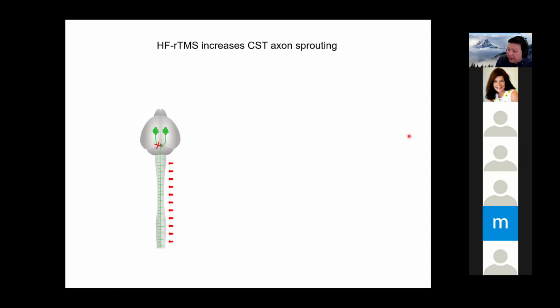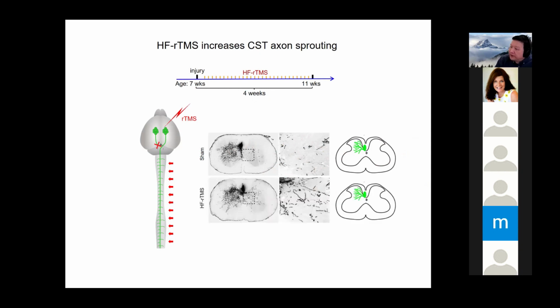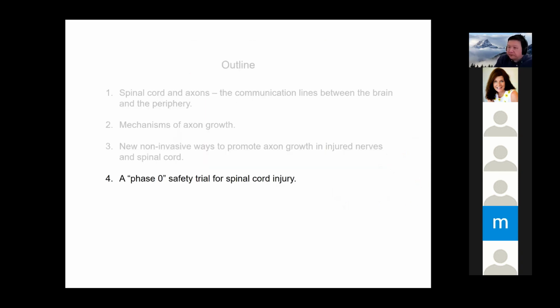So again, due to the very low growth ability of mature neurons in the central nervous system, axon sprouting is very limited in the wild-type mouse. As you can see here, almost no sprouting. In this rTMS-treated mouse, however, we saw denser axons in the denervated area, indicating an extensive axon sprouting, which may be beneficial for functional recovery.